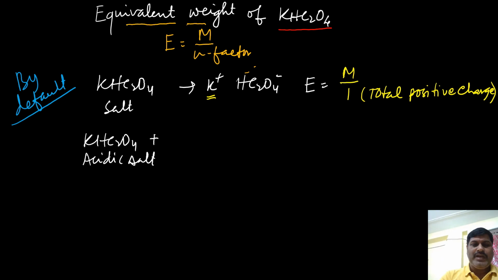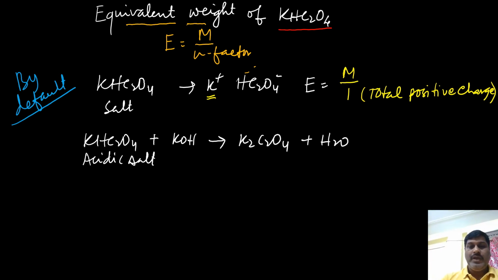So if we have this kind of reaction where it reacts further with a base like KOH, that will give K2C2O4 and H2O. In this condition K2C2O4 forms. Here one of the hydrogens is acting as an acid, and one of the hydrogens is lost. So that's why in this case we write the equivalent weight is equal to M by 1.